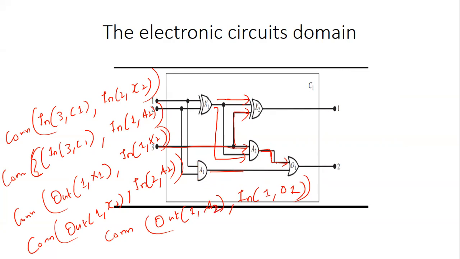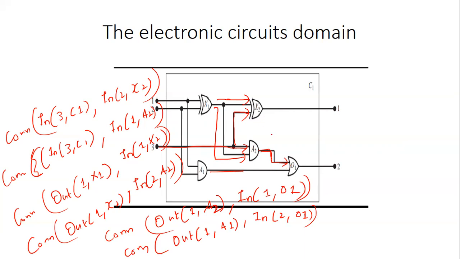First output of A2 is the first input of O1. And the first output of A1 is the second input of O1. Okay, so this is also connected, right?